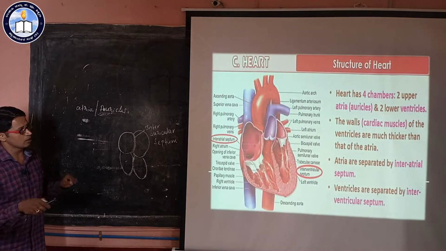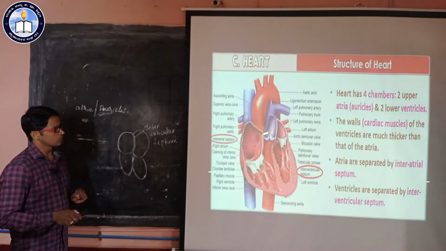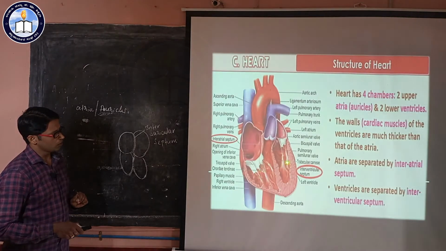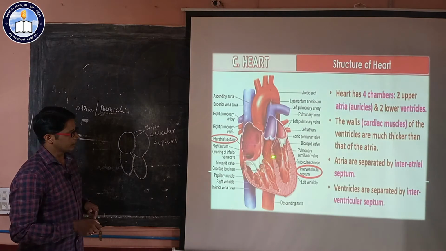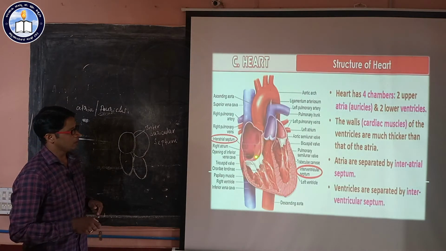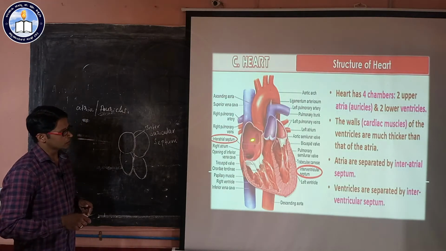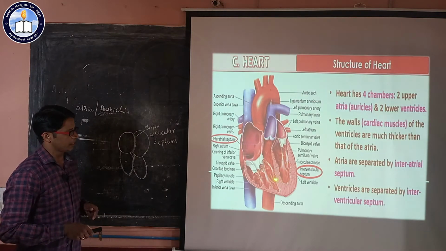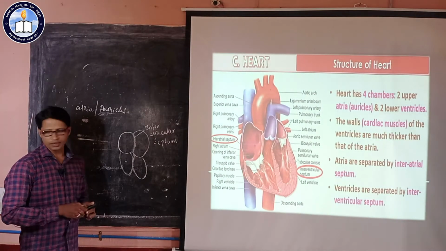So in this slide, we see that the heart is made up of four chambers. The upper two chambers are called auricles. The lower two chambers are called ventricles. The walls of the ventricles are much thicker than the walls of the auricles. Auricles are separated by the interauricular septum and ventricles are separated by the interventricular septum.